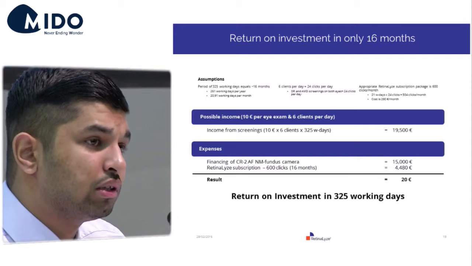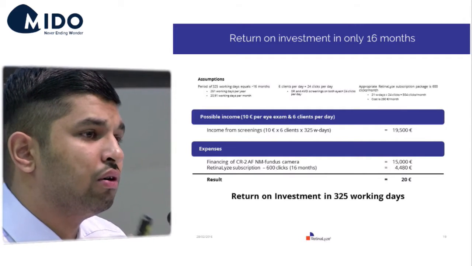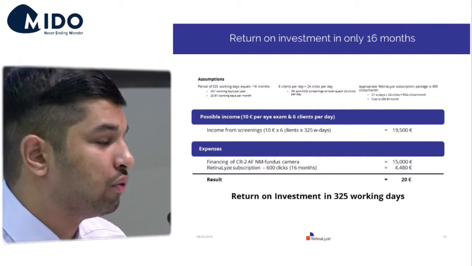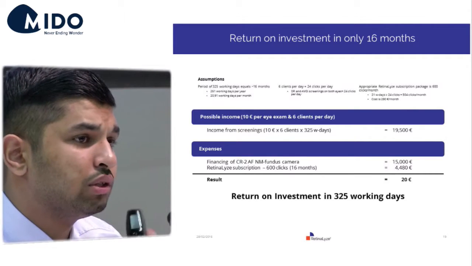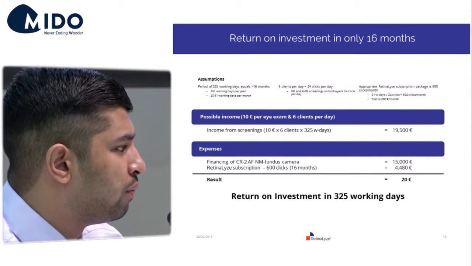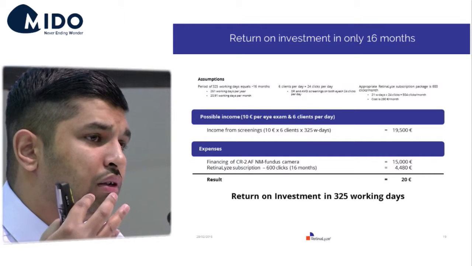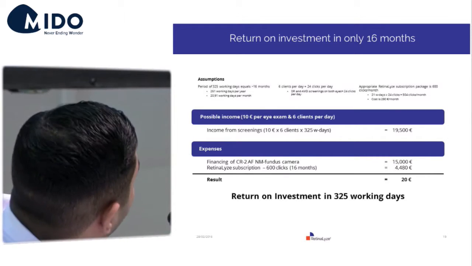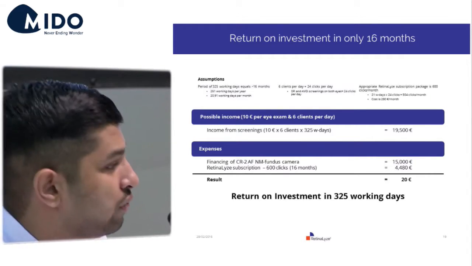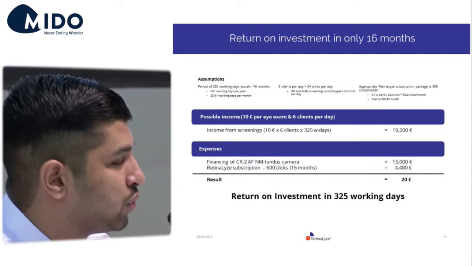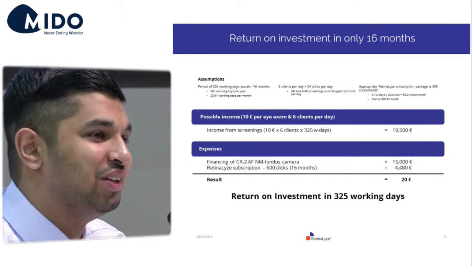If you don't have a fundus camera today, you can actually earn return of investment on a new fundus camera, for instance, a Canon CR2, which has autofocus. You can earn a return of investment in 16 months. The cost of a retinal camera is 15,000 euros, roughly. I'm sure you can get a discount if you buy it today.